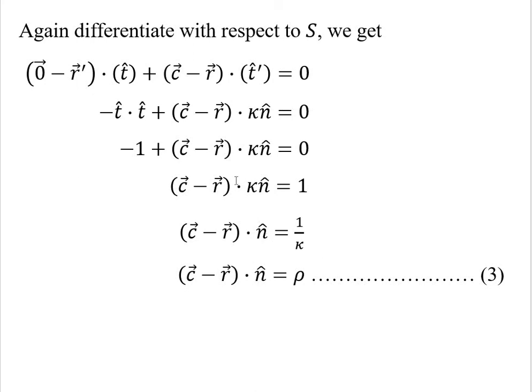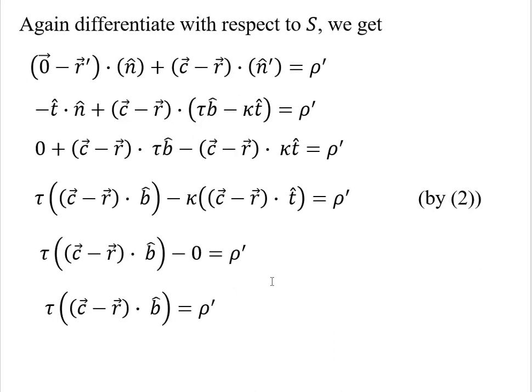We need the value of kappa shifted to the right hand side, therefore 1 by kappa. The radius of the osculating circle we know, rho equal to 1 by kappa. So therefore we may write (C vector minus R vector) dot n cap equal to rho. So again we will differentiate with respect to s. So we will get minus T vector dot n cap plus (C vector minus R vector) dot n dash, and again with the Serret-Frenet formula we may write tau b minus kappa t, equal to rho dash.